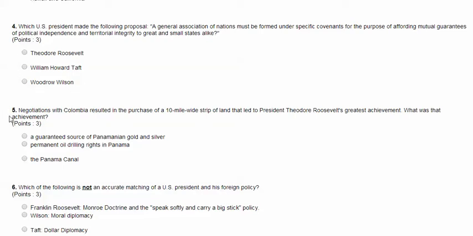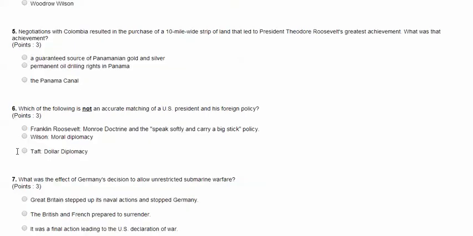Number 5, negotiations with Colombia resulted in the purchase of a 10-mile wide strip of land that led to President Theodore Roosevelt's greatest achievement. What was that achievement? A guaranteed source of Panamanian gold and silver, permanent oil drilling rights in Panama, or the Panama Canal?